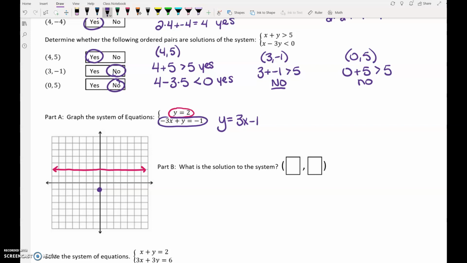We start at -1, up 3, right 1. And conveniently, your slope takes you straight to that intersection point. They intersect at the point 1, 2. After you graph these in EdCite, don't forget to keep scrolling down and enter that point where those two equations meet.